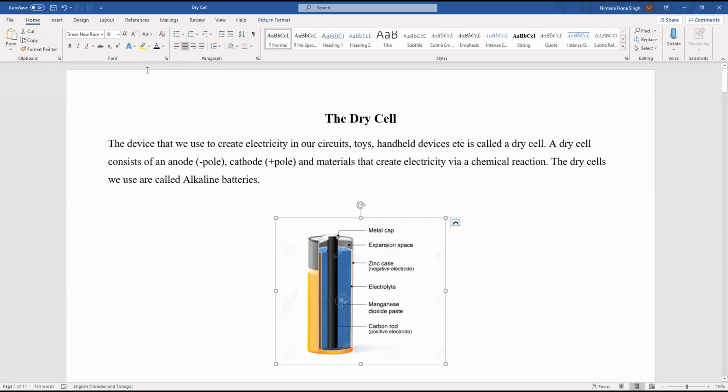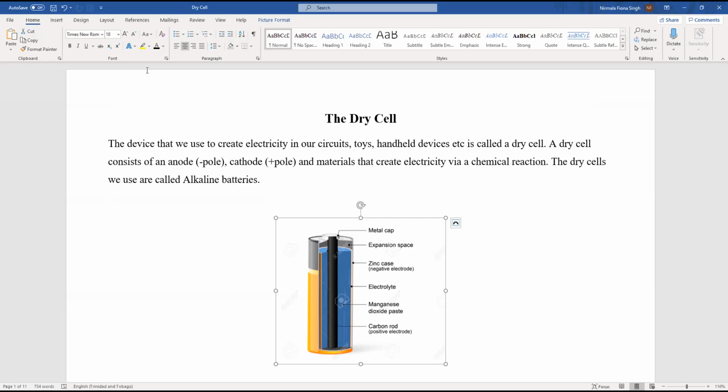All right, so a dry cell, reading from our screen, guys. The device we use to create electricity in our circuits, our toys, our handheld devices, etc. is called a dry cell. Why is it called a dry cell? A dry cell basically is a paste, some sort of chemical paste that creates electricity.